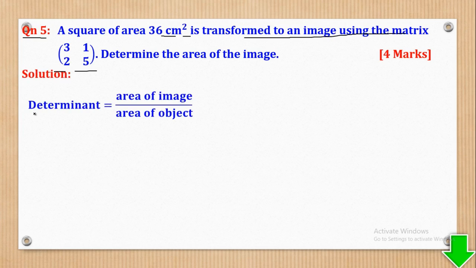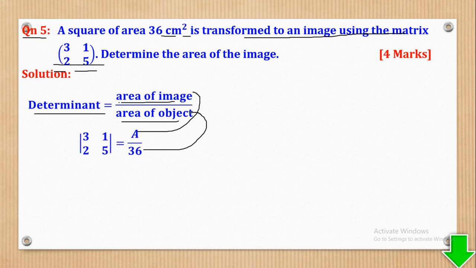So we know that the determinant is equal to the area of image over area of object. Therefore, the determinant of this matrix will be equal to the area of image, which is now capital A, over the area of object, which is 36, as it was given here. Therefore, the determinant will be the product of entries in the major diagonal, which is 3 times 5 to give you 15, minus the product of entries in the minor diagonal, which is 2 times 1 to give you 2.